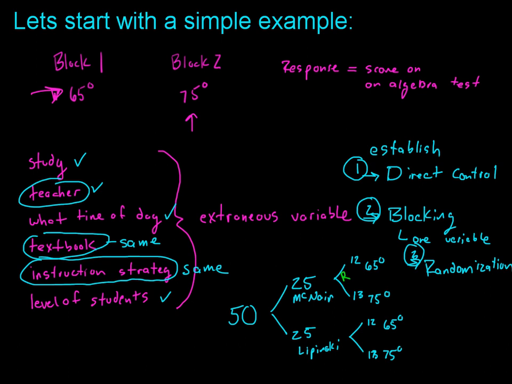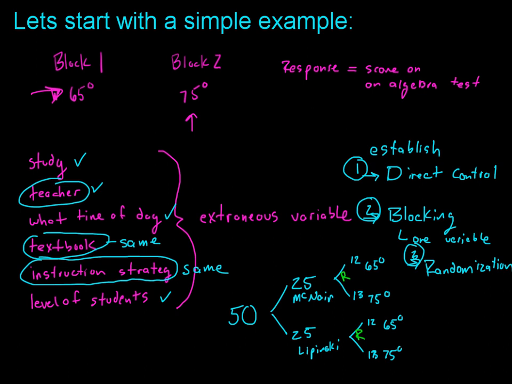Now, is randomization going to guarantee that that happens? No, but it does give us a very good chance that it will happen. Same thing with how much the students study. We will hopefully allow randomization to put some kids that study a lot into the 65-degree room and some kids that study a lot into the 75-degree room. Kids that study little will be in both rooms as well.